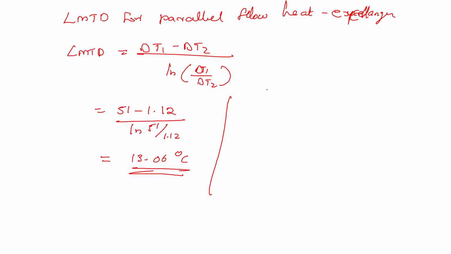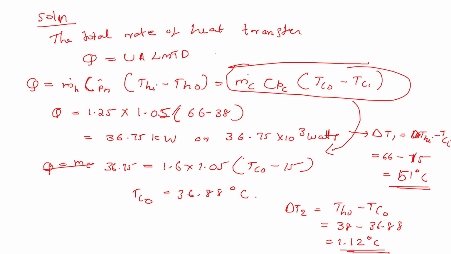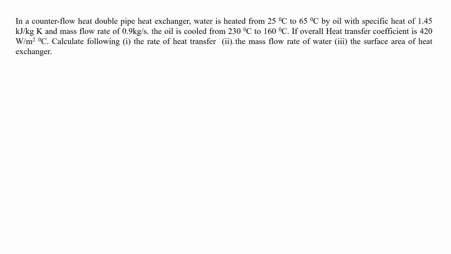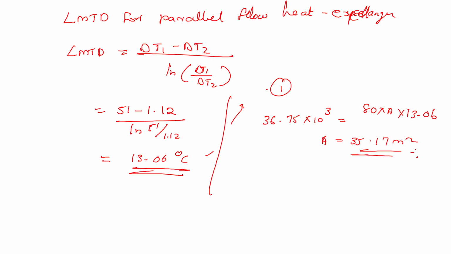Now you have to calculate the area. Call the first equation, which I wrote earlier, equation number 1. Substituting in equation 1, you get 36.75 times 10 to the power 3 is equal to 80 times A times 13.06. So A is equal to 35.17 meters square. This will be the answer for this problem. Please go through it and we will solve the next problem after this.